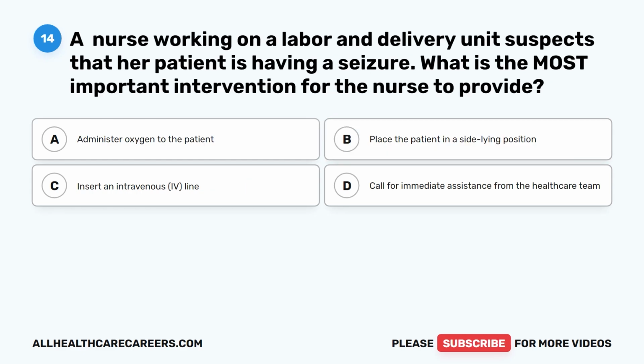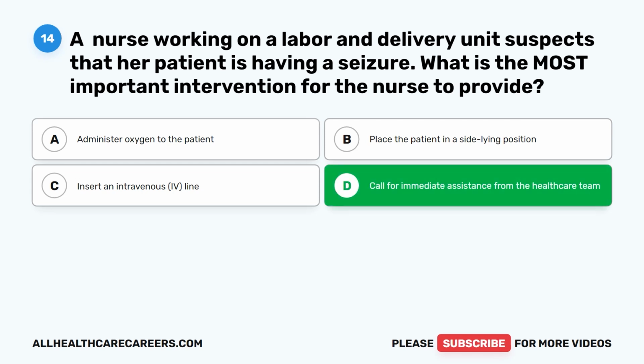Question 14. A nurse working on a labor and delivery unit suspects that her patient is having a seizure. What is the most important intervention for the nurse to provide? A. Administer oxygen to the patient. B. Place the patient in a side-lying position. C. Insert an intravenous IV line. D. Call for immediate assistance from the healthcare team.